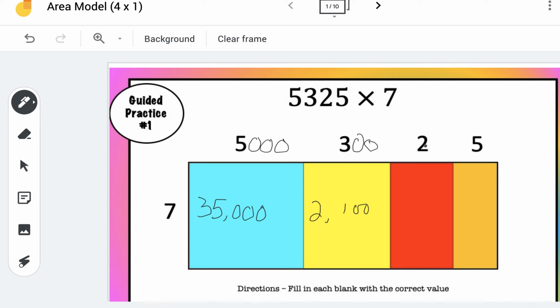The number 2 is for the number of tens. So this is really 20. And 20 times 7 would be 140.